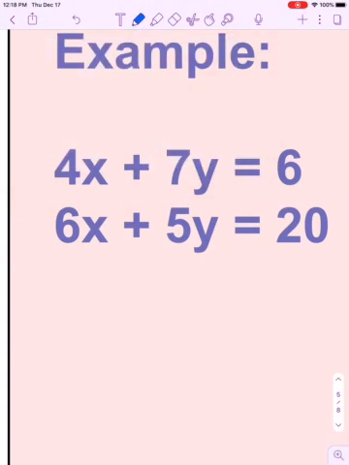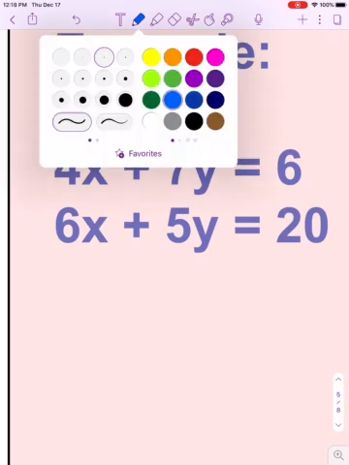So we're looking here. I cannot turn a 4 into a 6 or a 6 into a 4. I can't turn a 7 into a 5 or a 5 into a 7. And none of them have opposite signs. The x's and the y's both are all positive. So none of that's going to help.